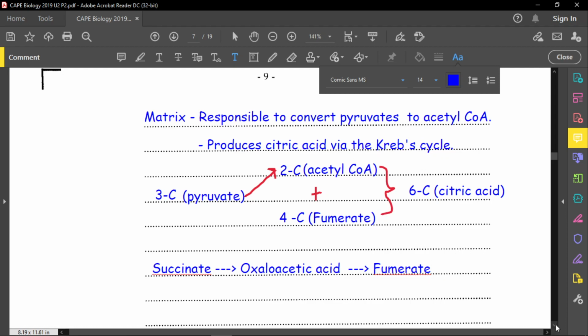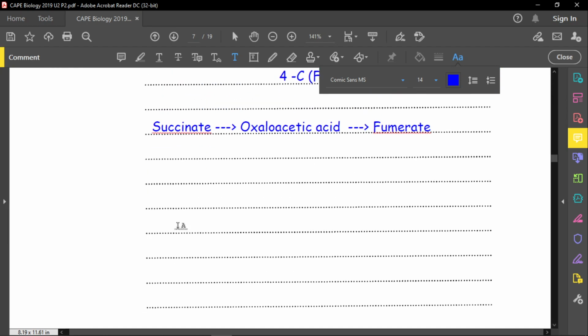And now after the matrix, the Krebs cycle takes place in the matrix of the mitochondria. And then the very last stage will take place in the inner membrane. So let's talk about the inner membrane right here. This is the very last stage, the inner membrane.